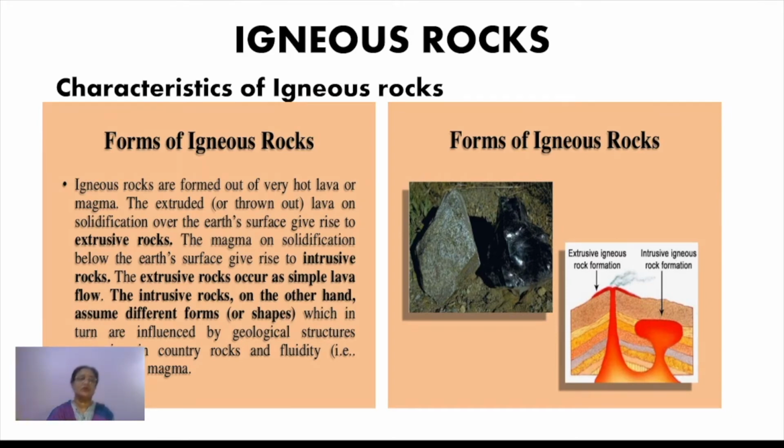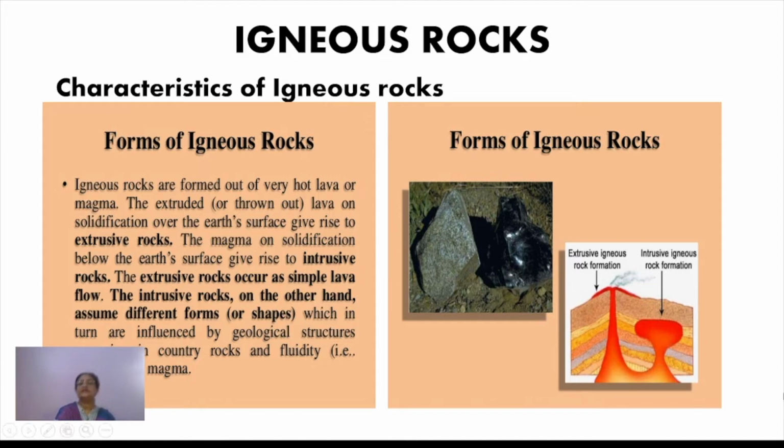Then, the different forms of igneous rock, according to the nature of the rock or where it is formed, can be classified into two types. As I told you earlier, whenever lava is able to come out on the surface and cools down, it forms a rock, and because it is lava or magma forming the rock, it is igneous. But the rock formed on the surface is called extrusive igneous rock. And when magma solidifies below the earth's surface, it results in intrusive igneous rock. Extrusive rocks occur as simple lava flows, but intrusive rocks, on the other hand, assume different forms or shapes, which in turn are influenced by geological structures occurring in the country rocks and the fluidity of magma.